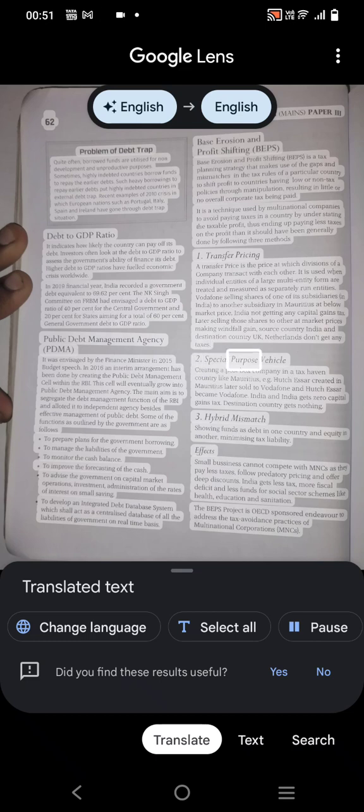2. Special purpose vehicle. Creating a post box company in a tax haven country like Mauritius, e.g. Hutch SR, created in Mauritius, later sold to Vodafone and Hutch SR became Vodafone. India gets zero capital gains tax. Destination country gets nothing.